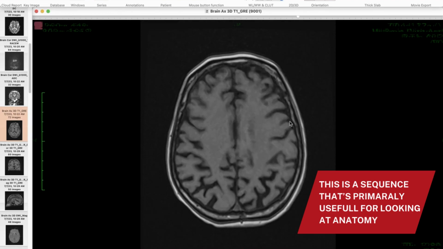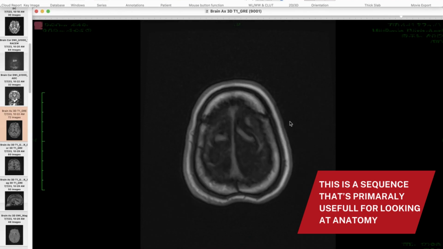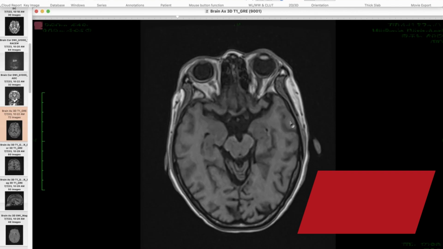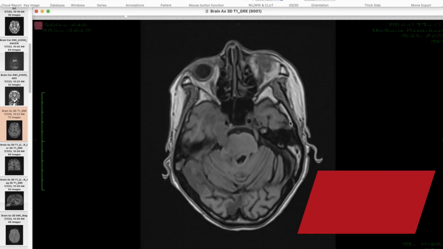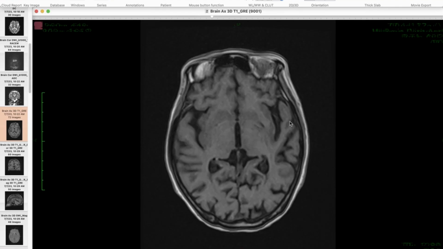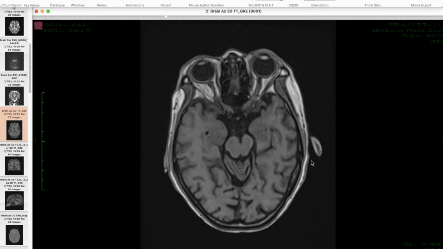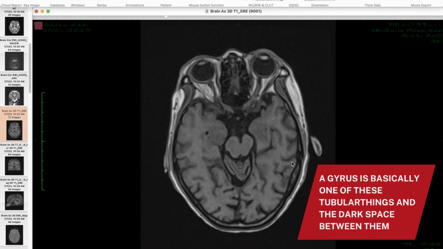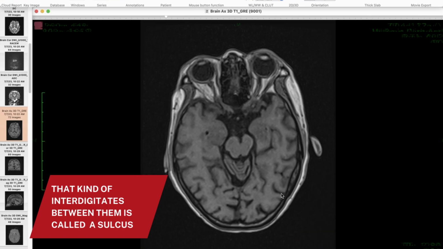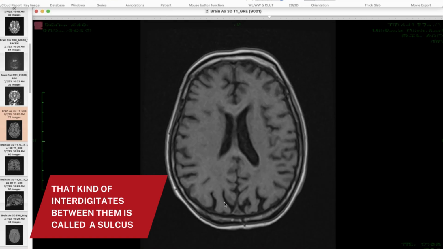This is a sequence that's primarily useful for looking at anatomy. So, for example, different types of dementia, this would be helpful. If there are parts of the brain that are missing, this could be helpful. If you just want to look at different gyri or sulci, a gyrus is basically one of these tubular thingies, and the dark space between them that kind of interdigitates between them is called a sulcus. You see those throughout the brain.